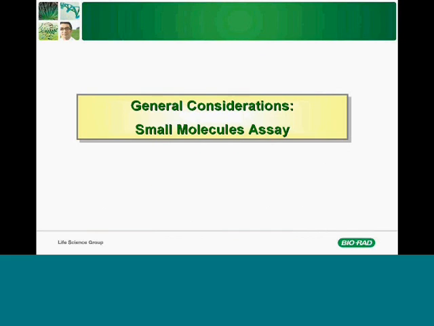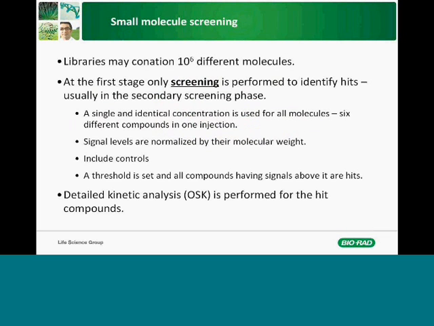And for the last part of the talk, I just want to give 3, 4, 5 slides about general considerations for performing a successful small molecule assay. Small molecule assays are actually screening campaigns performed in pharma companies. Usually they have huge archives containing millions of compounds, libraries of small molecules, and because the number is huge, they do not perform, as we mentioned, full kinetics. So first they do screening.